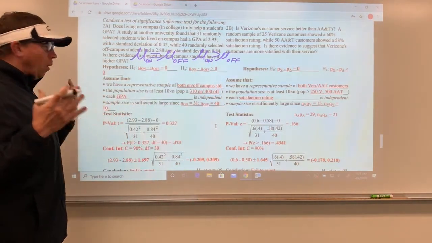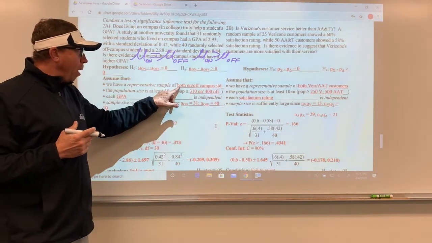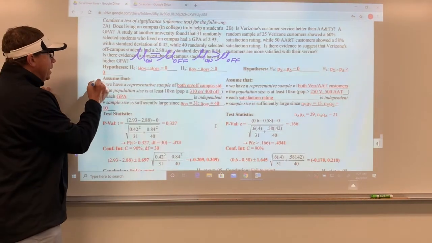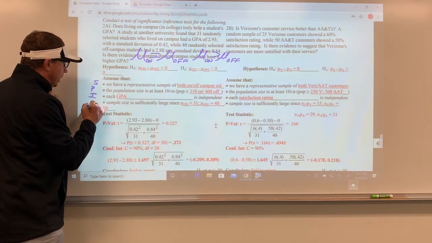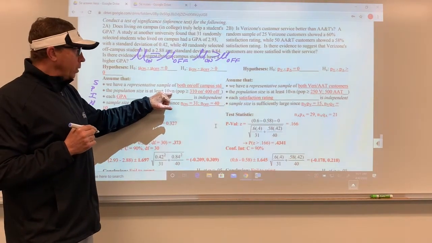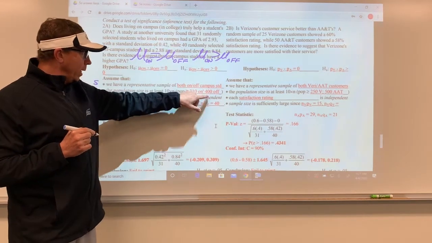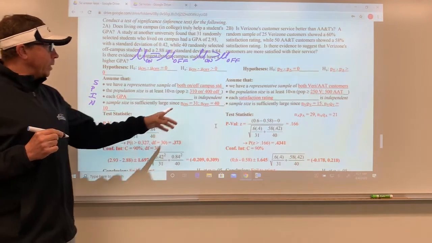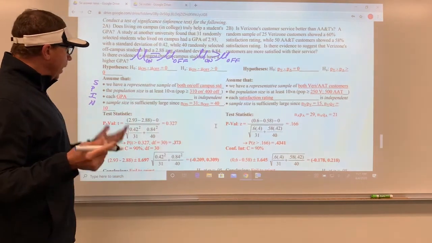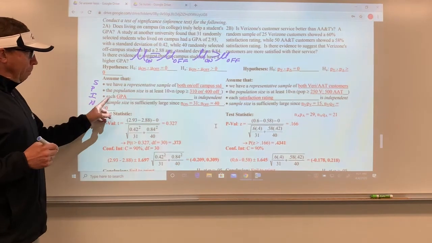Okay, let's go through our assumptions. One assumption is we have a representative sample of both on and off-campus students. Great. Okay, and again, this is the acronym SPIN that we go through constantly. Okay, the population size is at least 10 times n, so I'm going to go 31 times 10 and get 310, and I'm going to go 10 times 40 and get 400. So I'm assuming that there's at least 310 on-campus students and 400 off-campus students. And again, in a small college, that could be a question, but most colleges are going to have that many kids. Okay. Each GPA is independent.